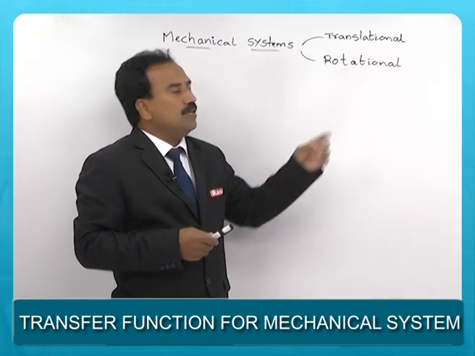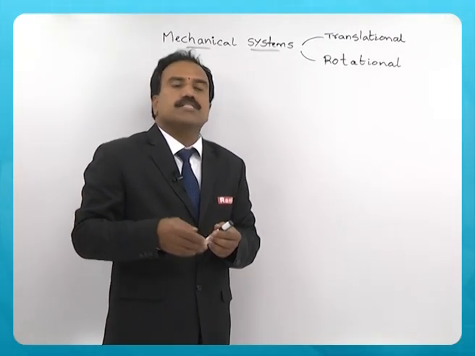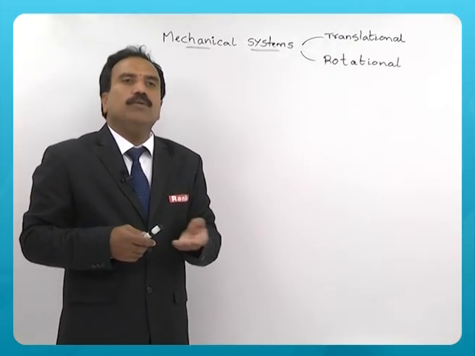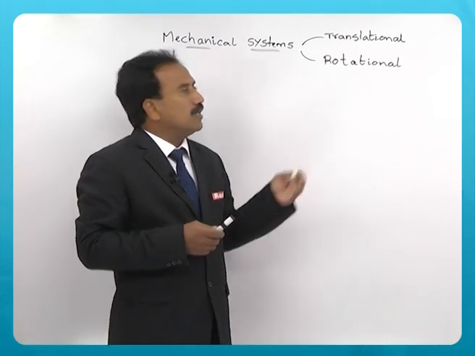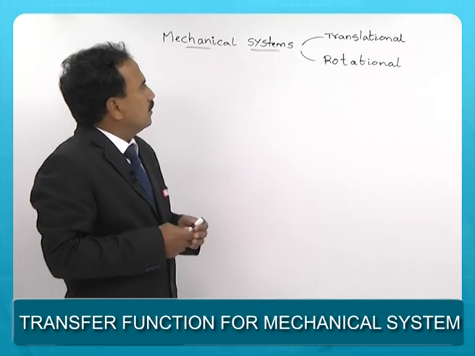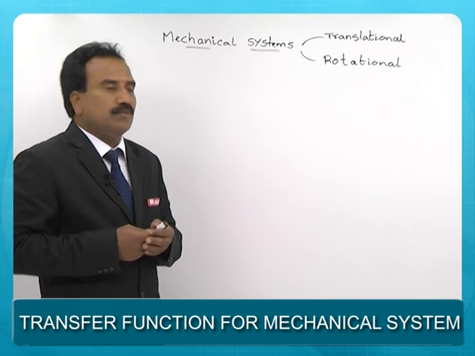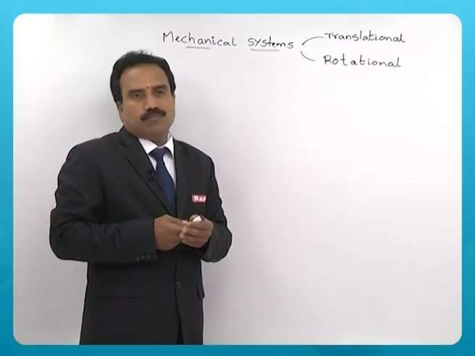Whereas rotational motion mechanical systems are those which have fixed axis rotation. It may be a motor, it may be a flour mill, it may be a fan. Fan also comes under rotational motion mechanical systems. So, we discuss one after the other what the components of these mechanical systems are and how to obtain the transfer function.